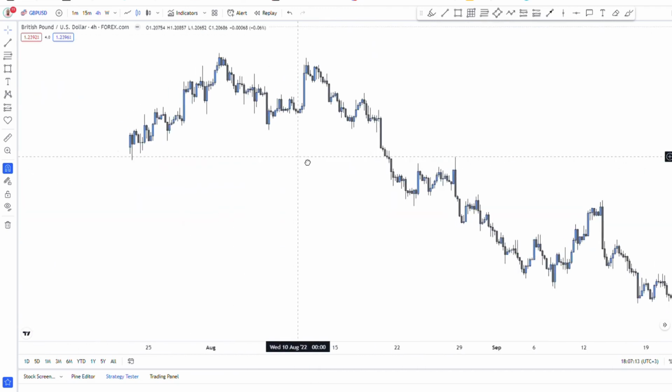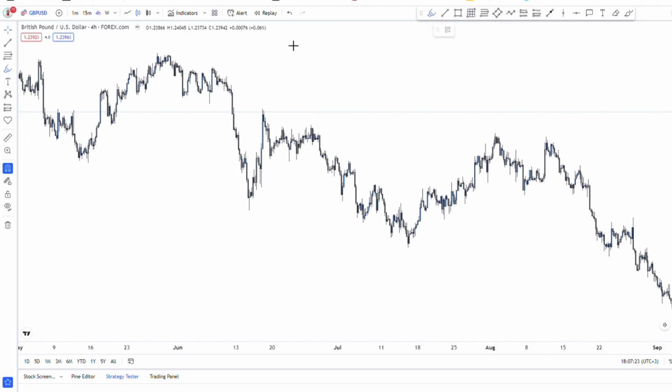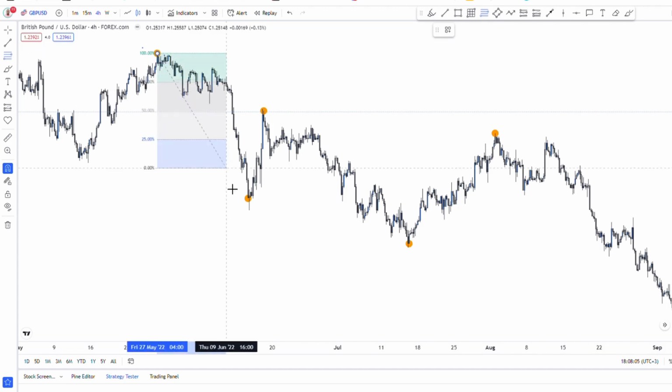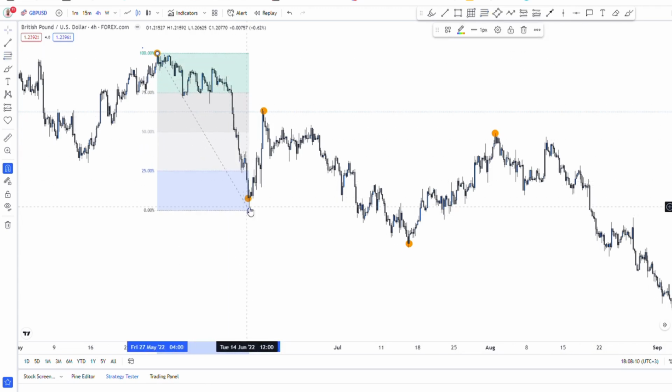And similarly for a bearish order flow, we have a swing high here, a swing low, swing high, swing low, swing high, and probably another swing low down there. So let's focus on this range here. And if we use our fib tool, then we can see that price has retraced above 50%.